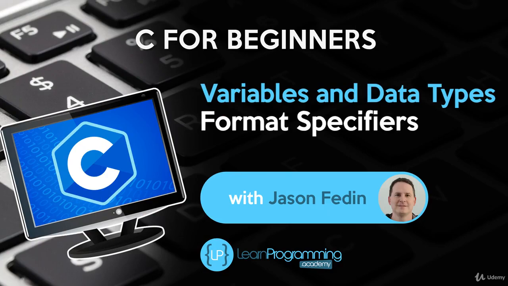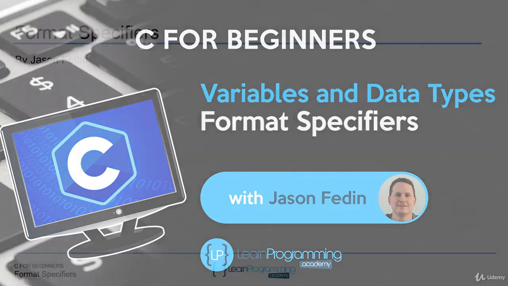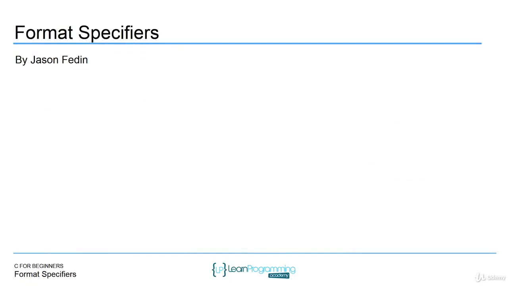Hello and welcome back. In this lecture, I want to talk about format specifiers. This is in the section for variables and data types, and the reason is it's very important to be able to display the value of variables as output. Format specifiers basically help you do that. So I want to run through some examples of how you can display the value of variables, and we're going to use format specifiers to specify the type of data that we want to display.